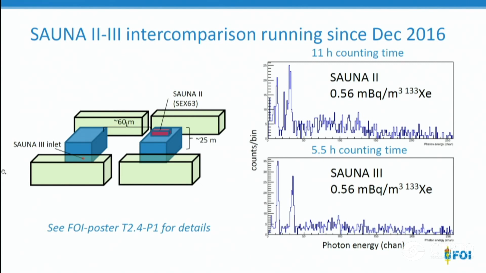To illustrate the improvement in data, I show here two spectra. One from the SAUNA 2, which is above, with an 11-hour counting time, and the other one with a 5-hour counting time with the SAUNA 3, and the same activity concentration in both samples. So you can see the improvement in statistics between the SAUNA 2 and the SAUNA 3 with the same amount of radioxenon in the detector. That's just an illustration of that.